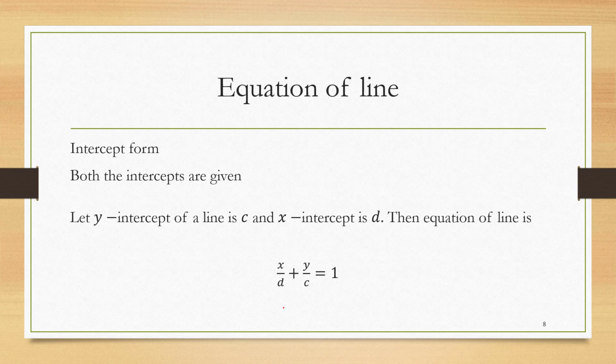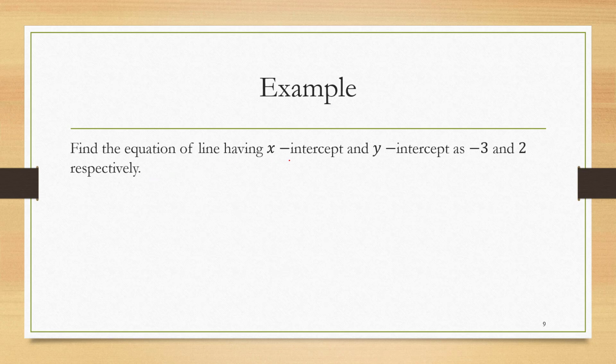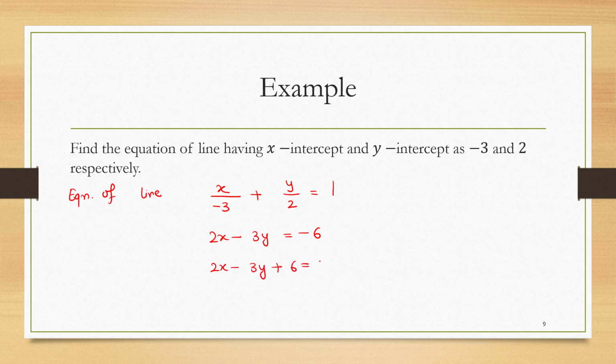Now the next form is when both the intercepts are given. The y-intercept is c and the x-intercept is d. Then the equation of the line is given by x upon the x-intercept d plus y upon the y-intercept c equal to 1. Let's see an example. Find the equation of the line having x-intercept minus 3 and y-intercept 2. In this case we know that x upon x-intercept plus y upon y-intercept equal to 1. So that is 2x minus 3y is equal to minus 6, or 2x minus 3y plus 6 equal to 0.